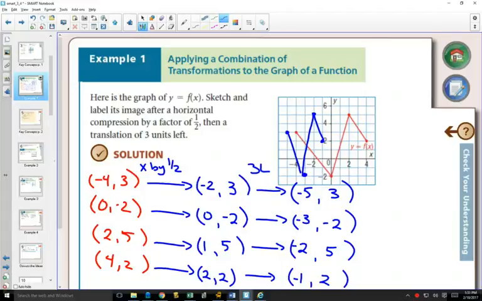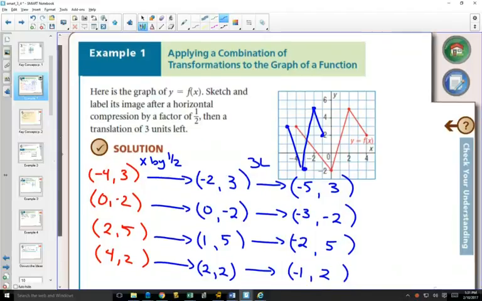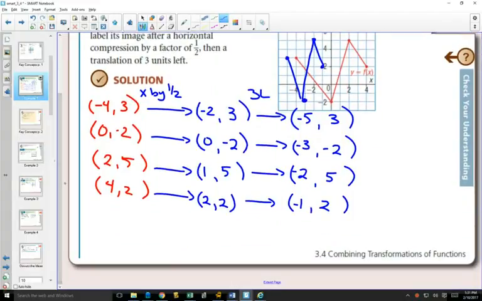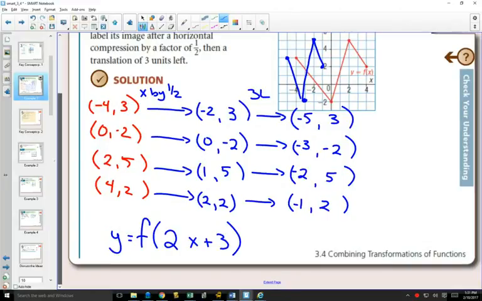Now, the reason I wanted to do this one as well is when writing this, a question comes up. Should this be written like this? So our function is f of x. Should we write it like this? X by 1/2 means we're going to have a 2, right? And then 3 to the left means we're going to have an x plus 3. Or should it be written like this?